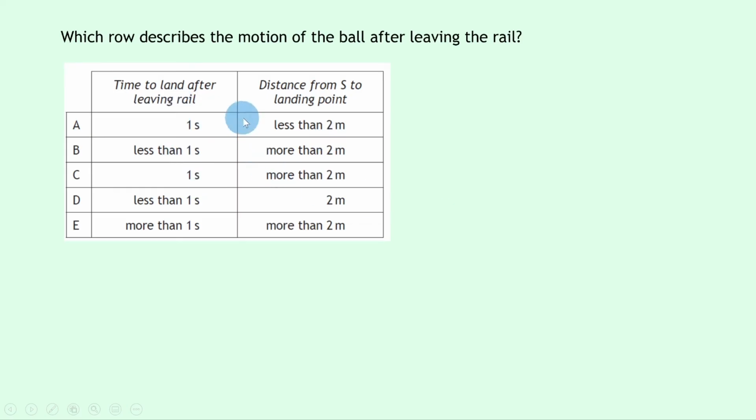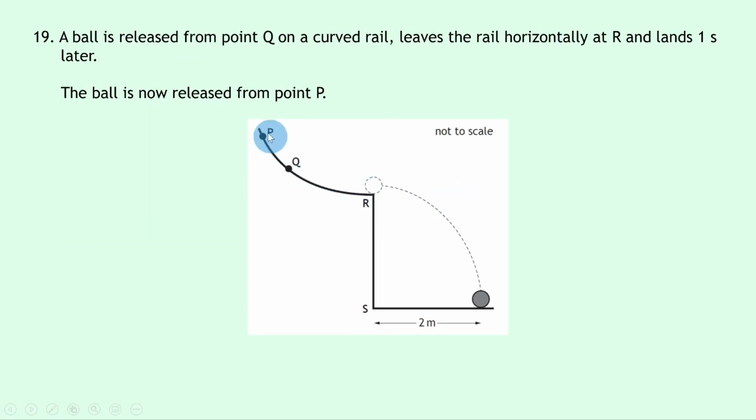And we now just need to work out whether the ball is going to land less than 2 meters or more than 2 meters from point S. If we move the ball up from Q to point P, it's going to have more gravitational potential energy. So when we let it go, that gravitational potential energy is going to change into kinetic energy, and therefore when the ball reaches point R, it's going to have a greater speed than the ball when it was released at point Q. So when the ball passes point R, it's going to have a greater horizontal velocity at this point, and therefore it's going to travel further than the 2 meters and land down here somewhere.